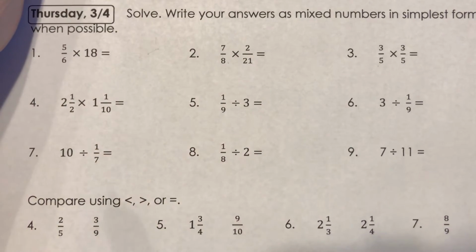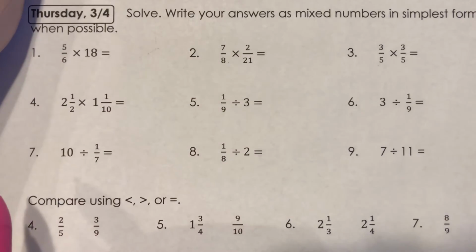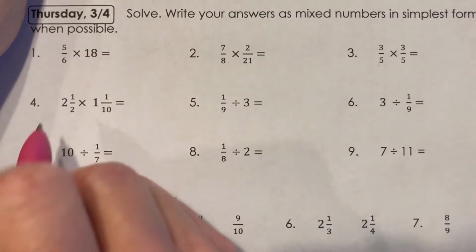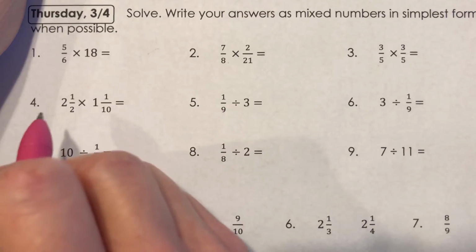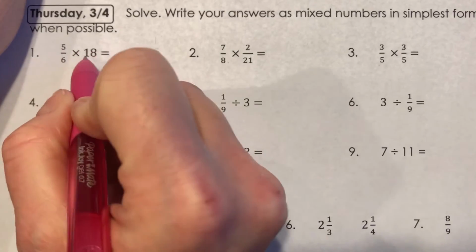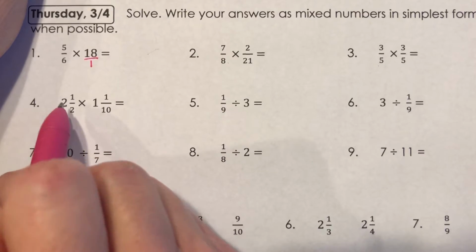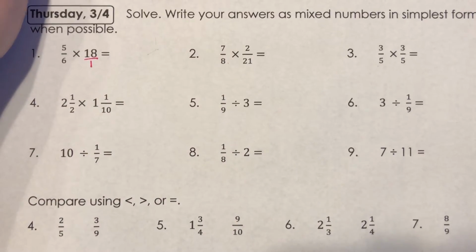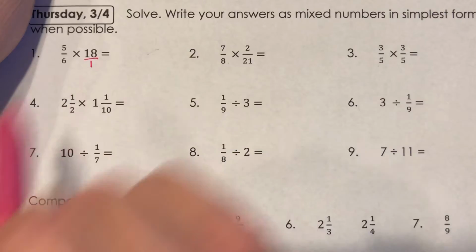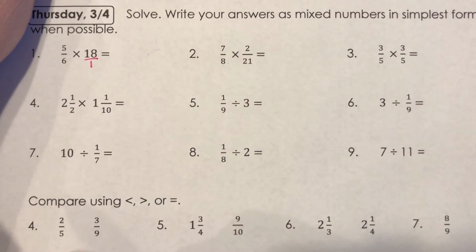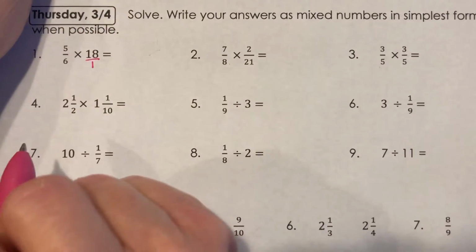Okay, we've got a whole mix of things here. 5/6 times 18. Multiplication, I don't need a common denominator, but it is a lot easier to multiply when you see that you have a numerator and a denominator. So we usually put a 1 underneath our whole number. And then I want to see, can I cross simplify? Well, I can't with 5 and 1, but with 6 and 18, I can. 6 is the largest number that goes into both of those.